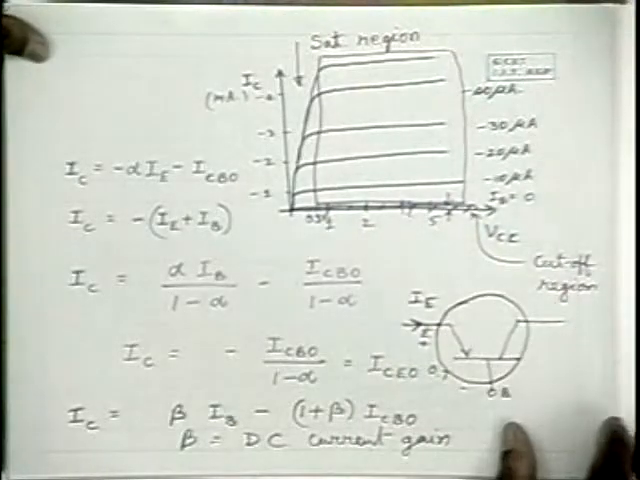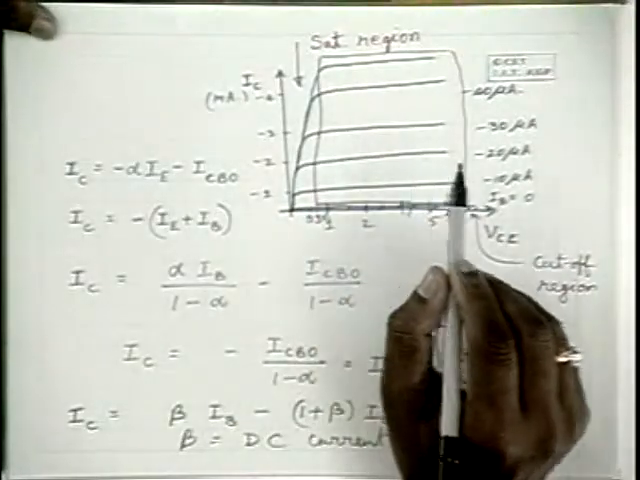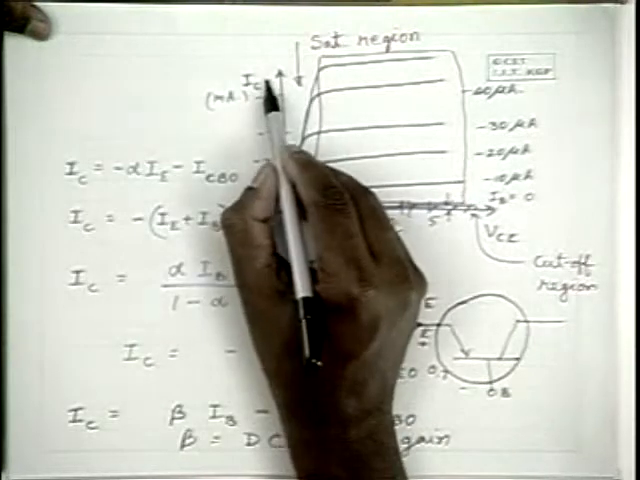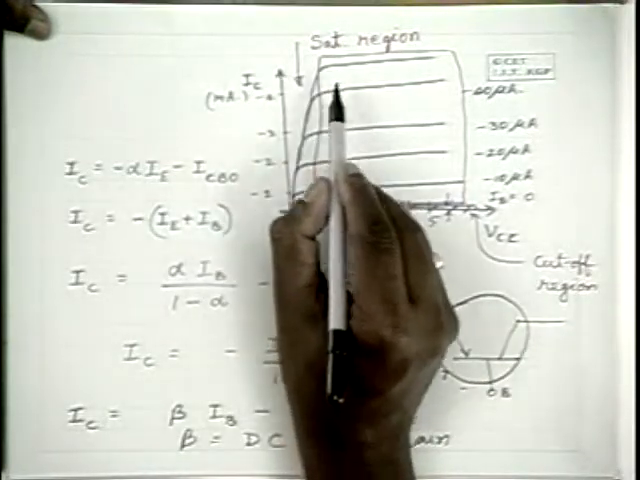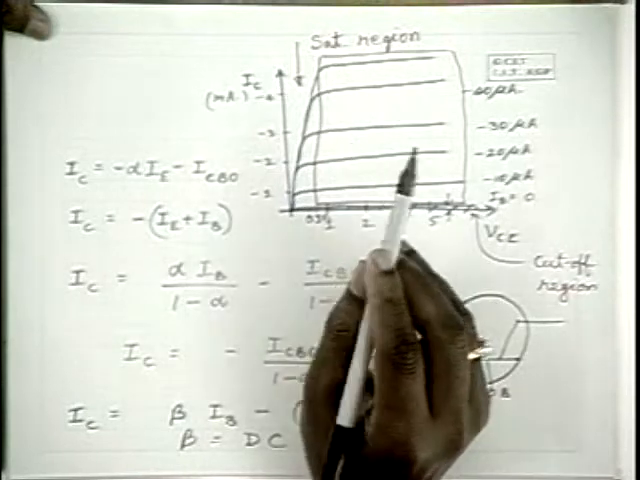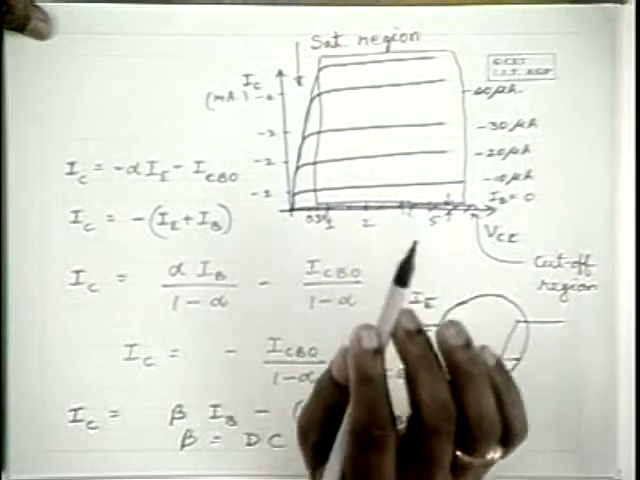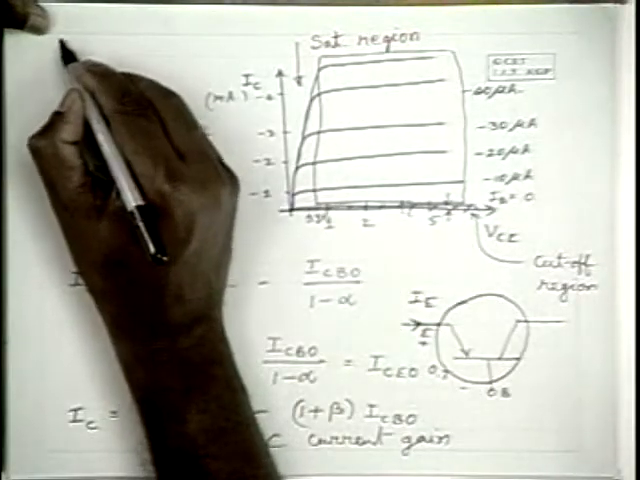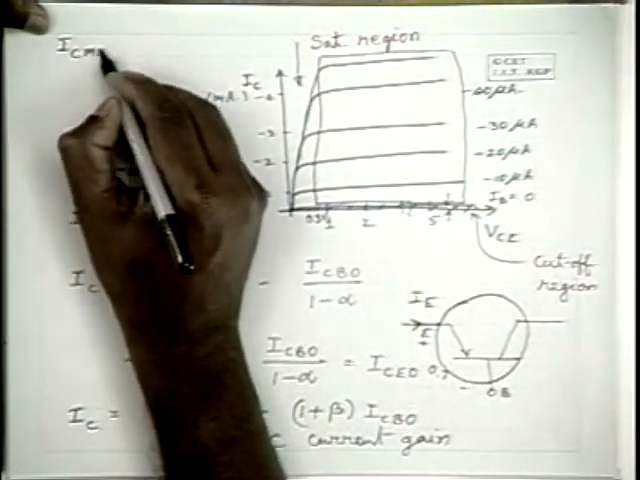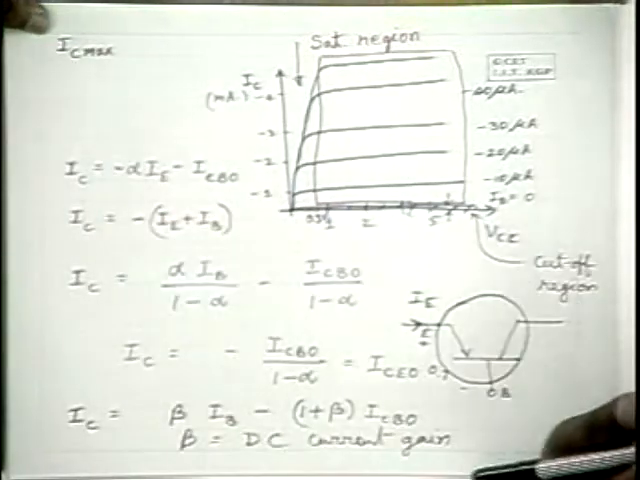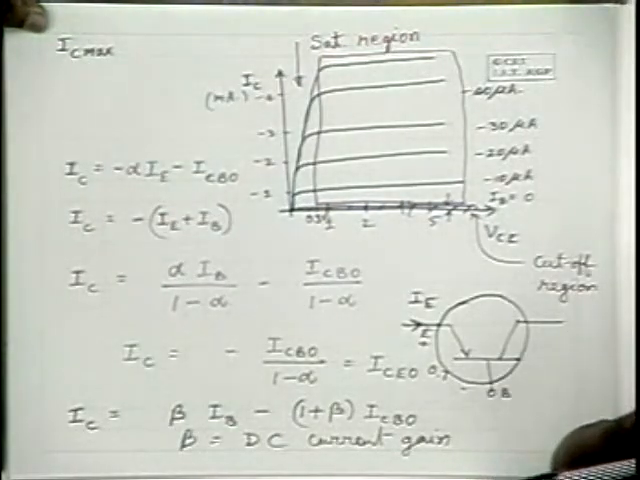So look at this plot. This is the output characteristics. The maximum collector current that can be allowed to flow through the transistor without damaging the transistor is fixed. That is known as IC max. So this is one rating of a transistor. We should not operate the transistor at a current more than this. If you operate it, the transistor will get burnt.